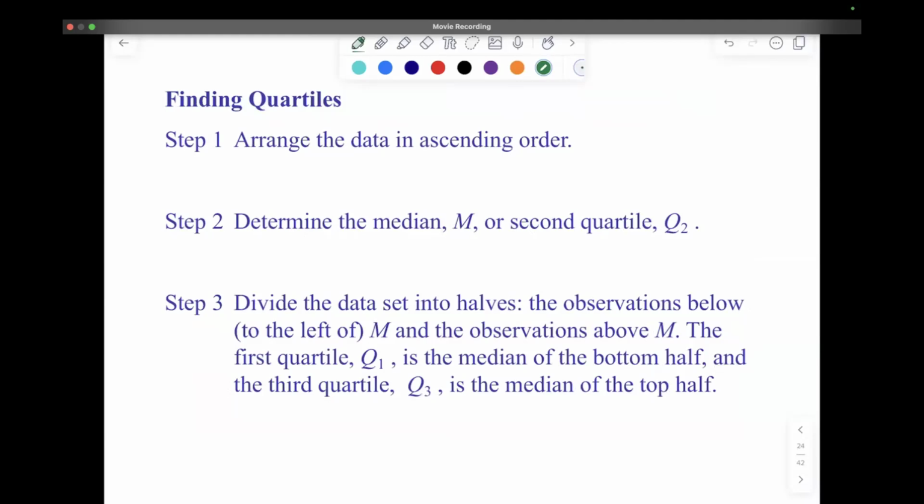Then what you're going to do is take the bottom half of your data, all of the data below your median, and find the median of that bottom half of the data set. And that will be quartile 1. Then you take the top half of your data set and do the same thing. You find the median of the top half. That is quartile 3. That's it. So you're just finding the median 3 times, basically. I'm going to show you, and you're going to see this is probably the easiest thing we do all day.